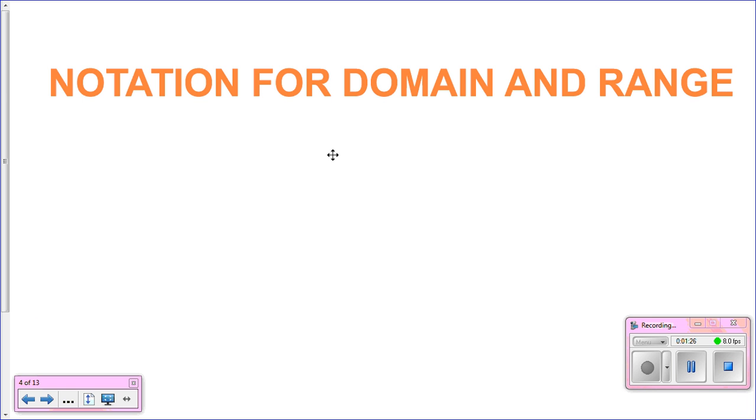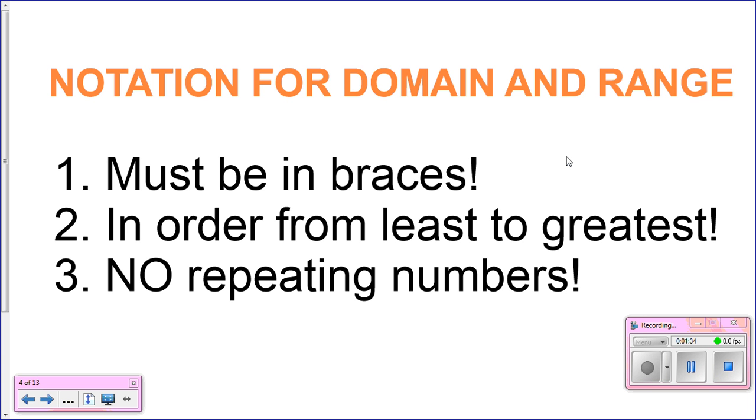So when we are writing domain and range, normally, not in set builder notation, just normal notation for domain and range, there's 3 things. It always must be in braces, okay? All the numbers must be in order from least to greatest, and there can't be any repeating numbers, okay? No repeating numbers whatsoever, okay? So if you have 6 as a y that appeared twice, only write 6 once in the set. The set's just saying what's a possibility? What can I pull from here that's going to be a y value in the function? Okay, so make sure you keep these in mind.